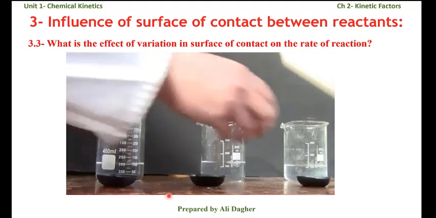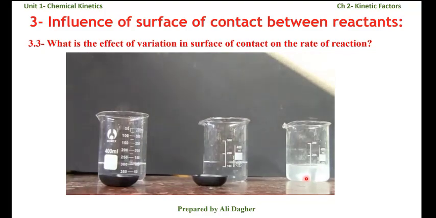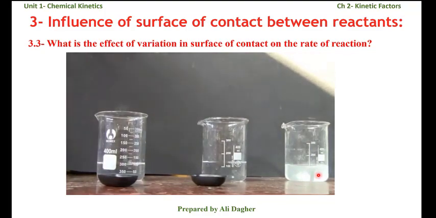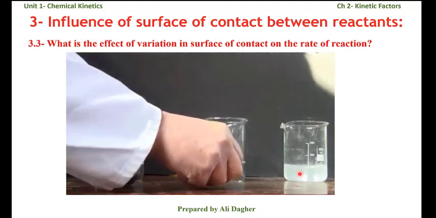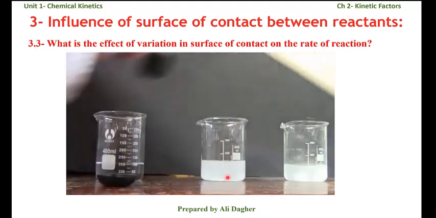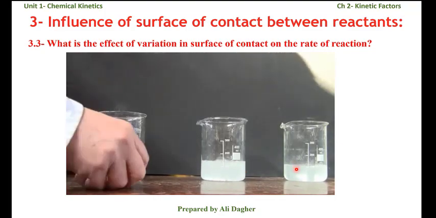Now we add the calcium carbonate of bigger size particles into beaker 3. We observe the effervescence, but it is slow. We have a slow reaction. During this reaction, we have release of CO2. With smaller size particles, we have bigger effervescence. That means the reaction is faster than in beaker 3.